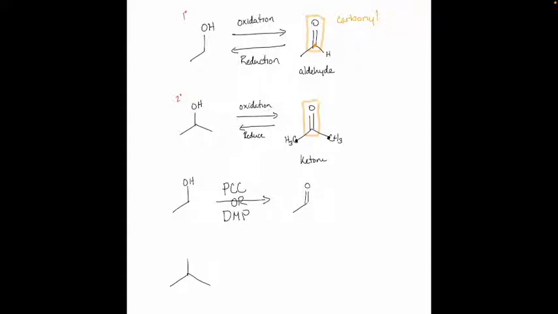If we have a secondary alcohol, we actually could use PCC or DMP, but they're way more expensive, so we wouldn't bother. We would use one of those chromium-containing compounds.